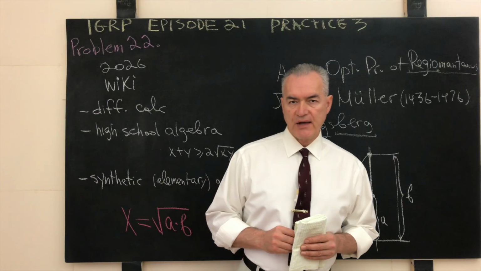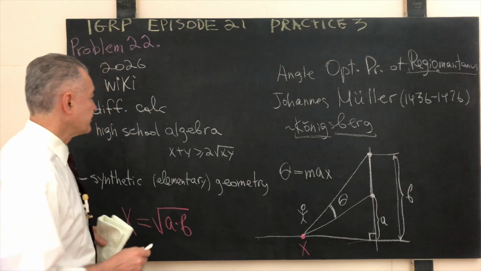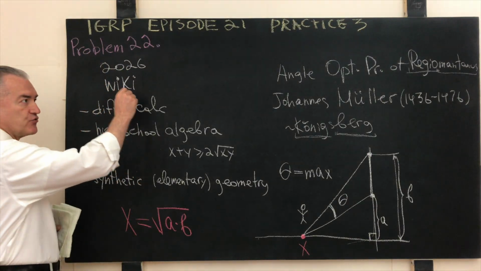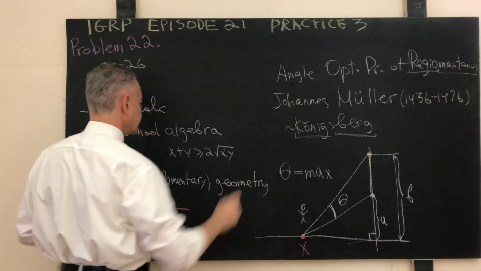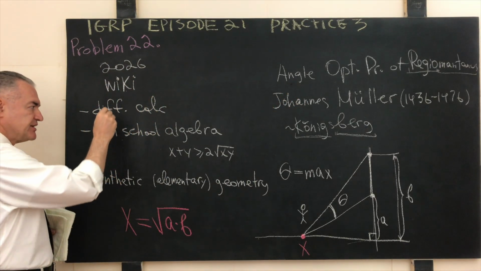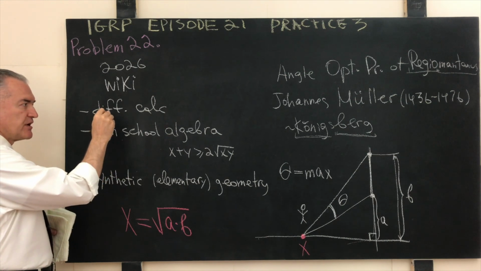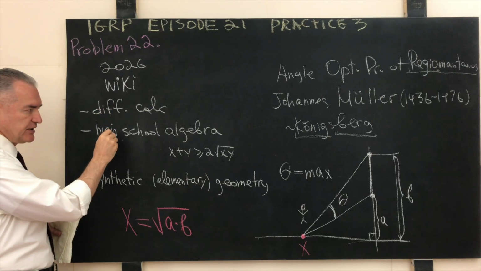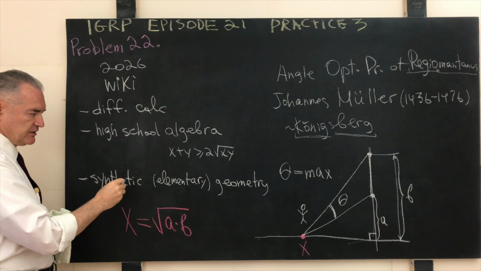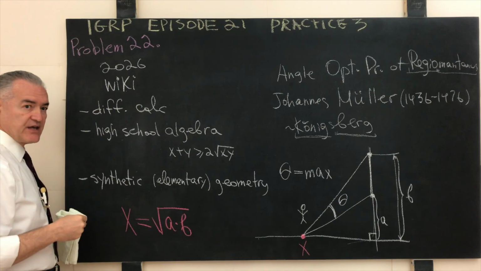As of the year 2026, the year in which this episode was made, the corresponding wiki page for the angle optimization problem of Regiomontanus lists three distinct solutions. The solution of this problem that is based on differential calculus, the solution that is based on high school algebra, and the solution that is based on elementary synthetic geometry.